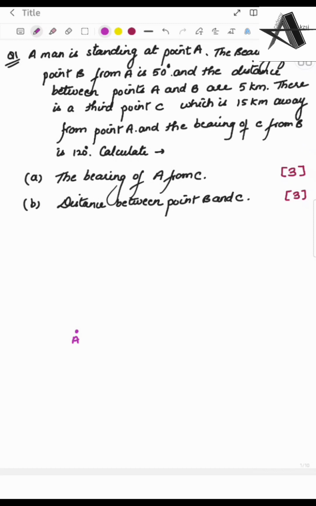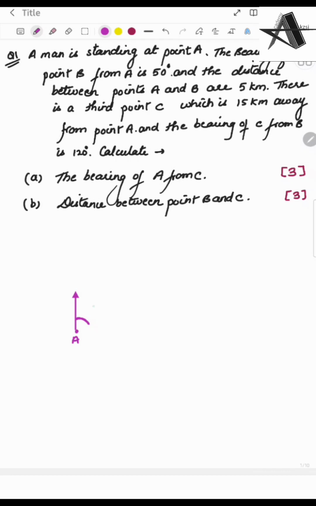You should know the basics of bearings, that we always calculate the angle from the north. That means we have to draw a line pointing towards the north, and then we have to measure the angle. It says that the bearing of point B from A is 50 degrees. Important is from A. That means at point A, we have to draw a line pointing towards north and start measuring the angle. This angle is 50 degrees. So use your protractor and draw this angle.